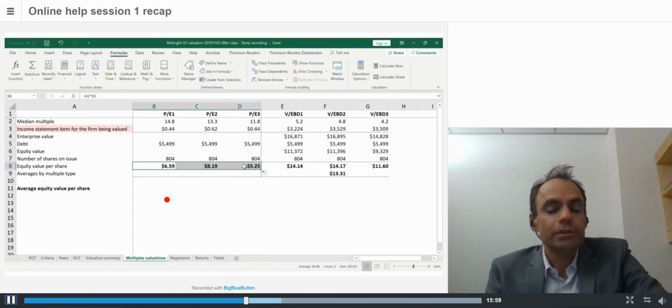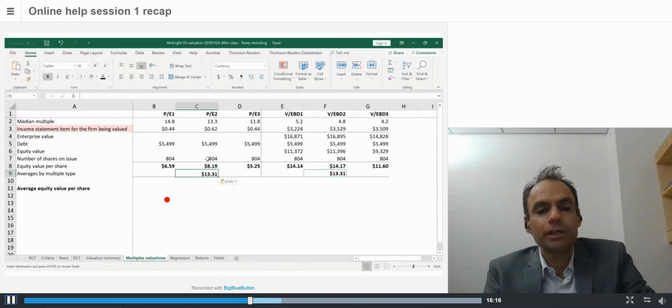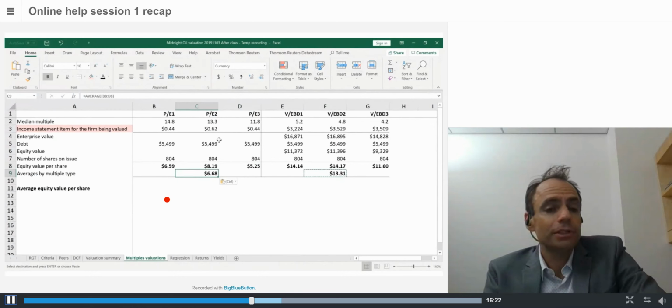We have 3 estimates of equity value per share based upon these projections: $6.59, $8.19, and $5.25. And again, if I take an average of those valuation estimates, that number is $6.68. I don't know which of those estimates is correct. Now I could complete the table. I can fill in a couple of these blanks here.